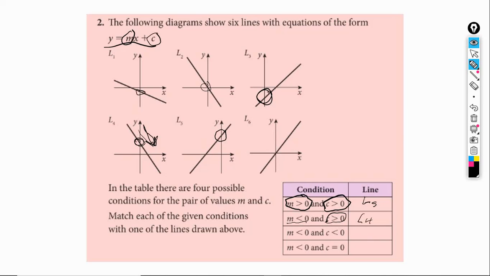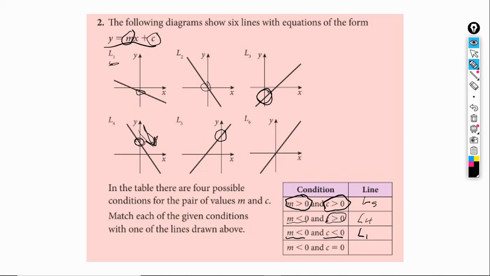Next case. The next case says that the slope is negative, m is less than 0, and the y-intercept is also less than 0. I think we already saw that case, and that was number 1. Notice that here the slope is negative and the y-intercept is less than 0. So L1.